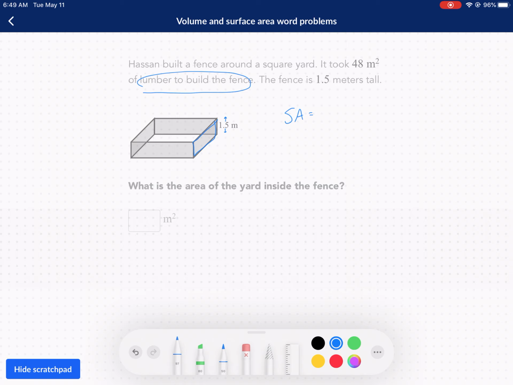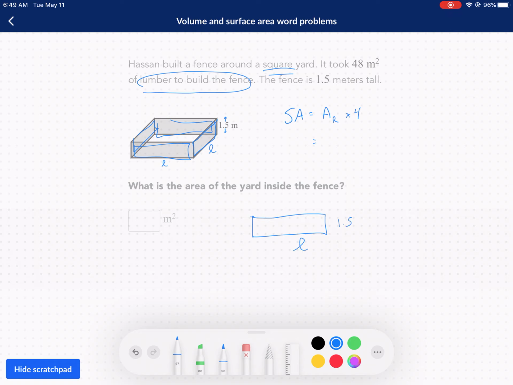Surface area is going to be equal to the area of one of those sides, so we'll call that area of the rectangle, and then how many are there? It's a square fence, so that means they're the same dimensions all the way around. Each length, I should say. So that means we're just going to multiply this times 4. So the area of the rectangle times 4 is equal to the surface area. Now, the area of the rectangle is going to be equal to 1.5 times L.